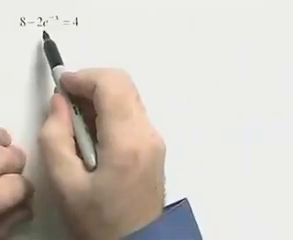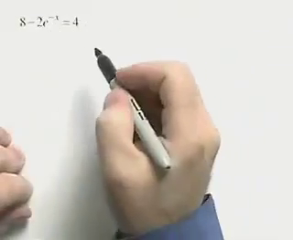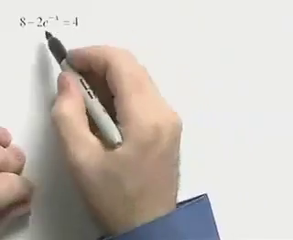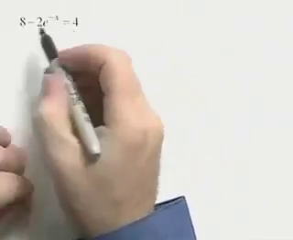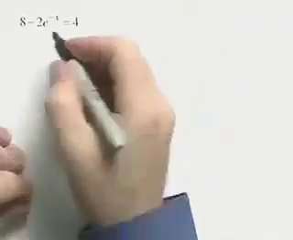For this problem, we're going to solve an exponential equation. Here we have the equation 8 minus 2 e to the negative x equals 4. To solve the exponential equation, we first like to isolate the exponential term. We're going to do that by subtracting 8 from both sides.